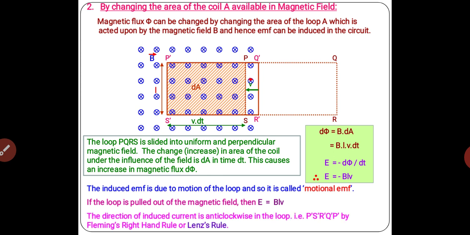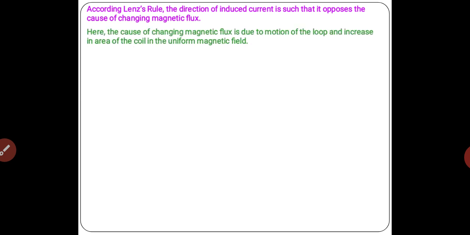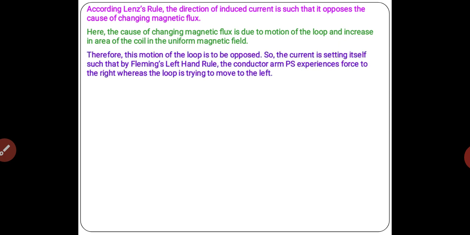The direction of induced current is anticlockwise in the loop, that is P' S' R' Q' P', by Fleming's left hand rule or Lenz's rule. According to Lenz's law, the direction of induced current is such that it opposes the cause of changing magnetic flux. Here, the cause of changing magnetic flux is the motion of the loop and the increase in area of the coil in the uniform magnetic field. Therefore, this motion of the loop is to be opposed.